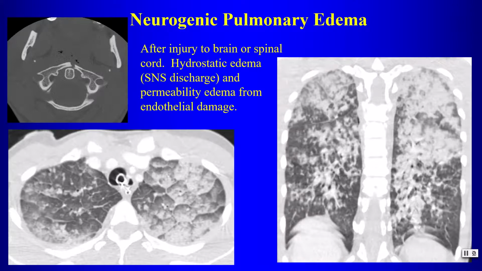So we can see the centrilobular consolidations here with interlobular septal thickening. Here on the coronal reconstruction, we see that it has kind of an upper lung predominance, which has been said to occur with neurogenic pulmonary edema.